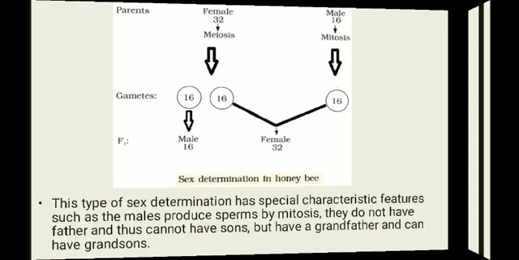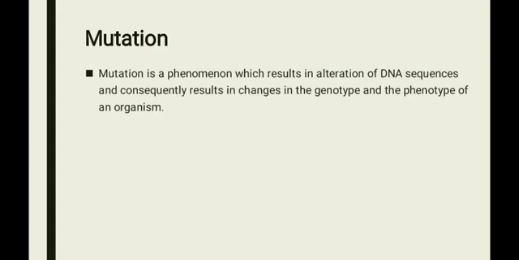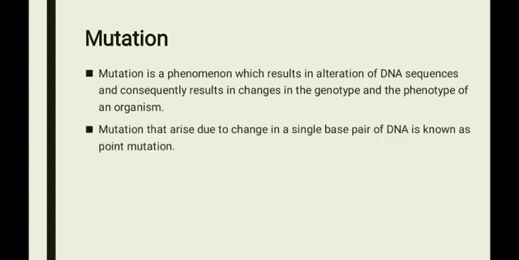The next is mutation. What is mutation? It is a phenomenon which results in alteration of DNA sequence and consequently results in changes in the genotype and phenotype of an organism. Mutation arising due to change in a single base pair of DNA is known as point mutation. An example for point mutation is sickle cell anemia.